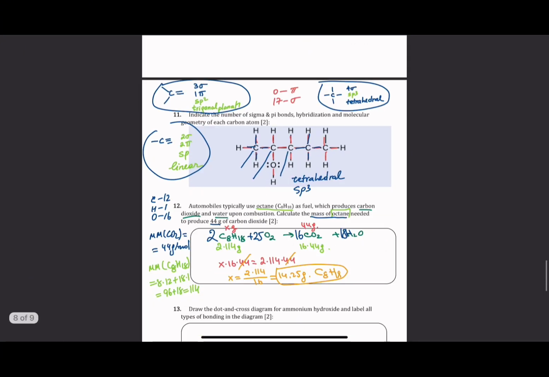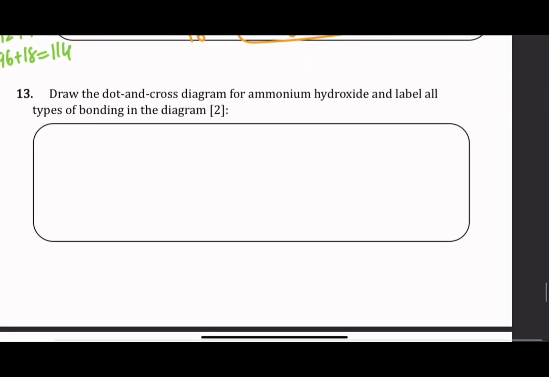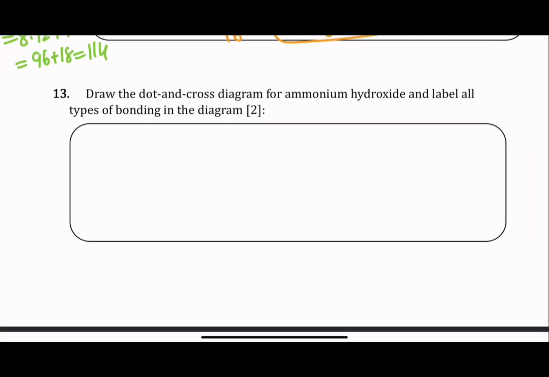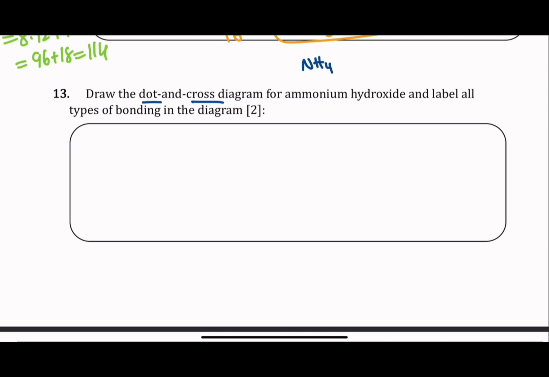Okay? Now, that being said, we're going to do question 13, and I'm going to finish off with the last question, 14. Okay? So question 13 is asking us to draw the dot cross diagram for ammonium hydroxide. Ammonium hydroxide, ammonium ion, you need to know by heart. This is the ammonium ion. Hydroxide is OH negative.